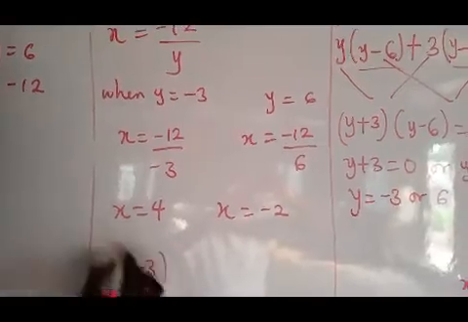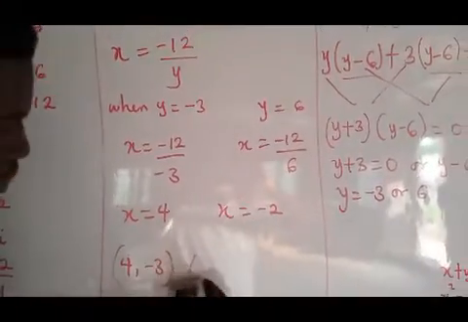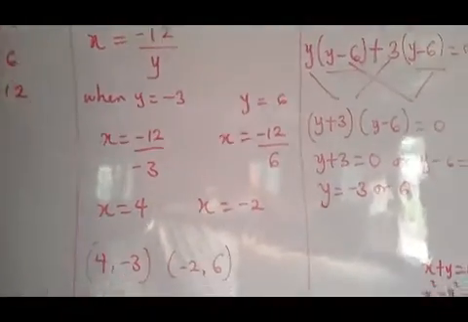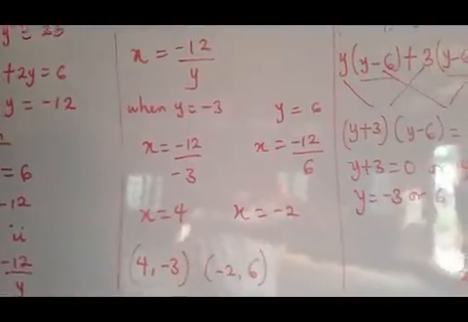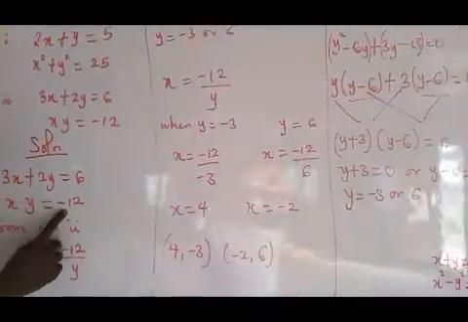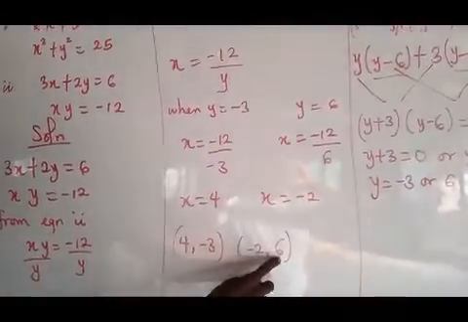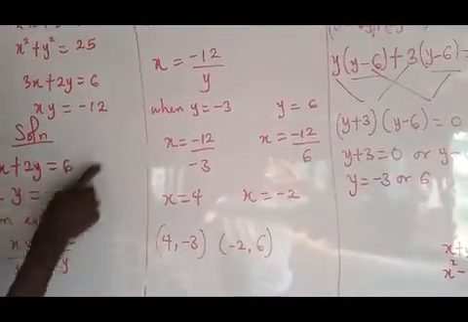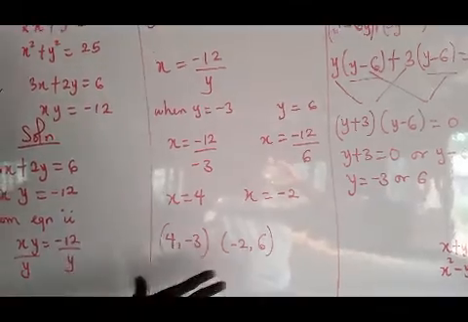So when x is 4, y is minus 3, and when x is minus 2, y is 6. So this is it. You can check your answer. If you put 4 and minus 3 in it, 4 times minus 3 will give us minus 12. Minus 2 and 6, minus 2 times 6 will give us minus 12. So you can check it for any answer. So this will be our final answer.